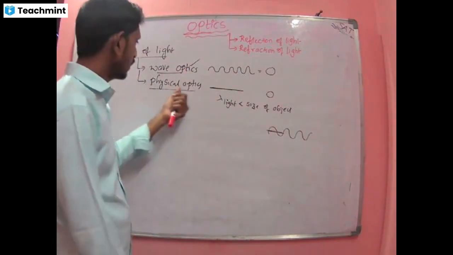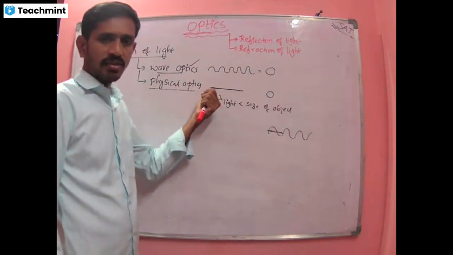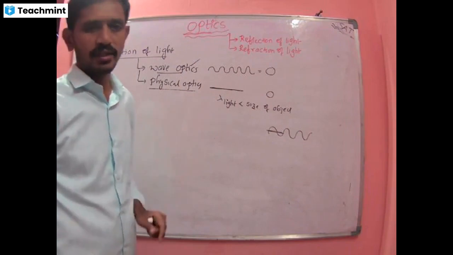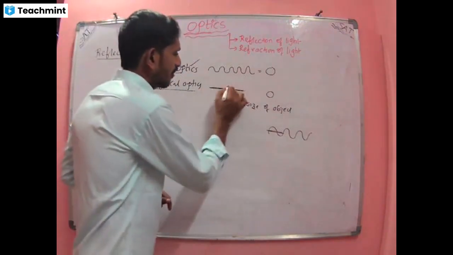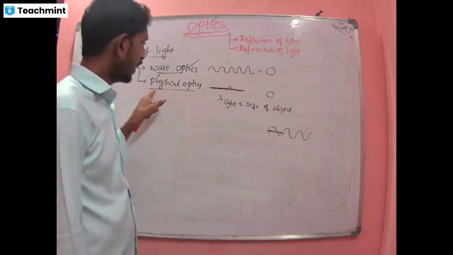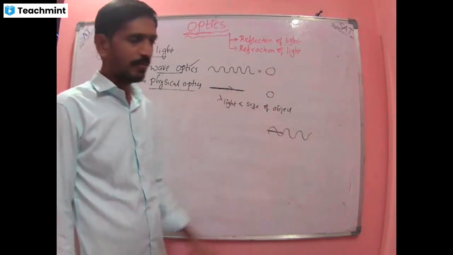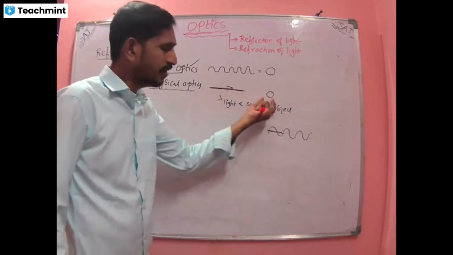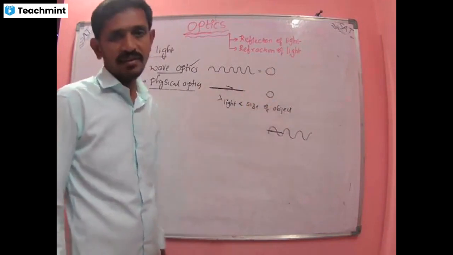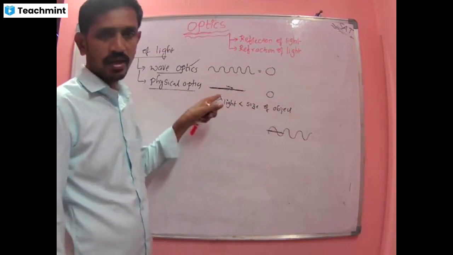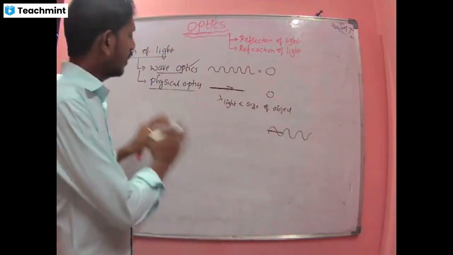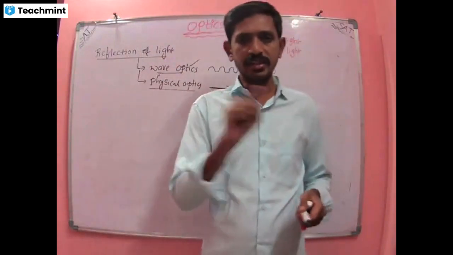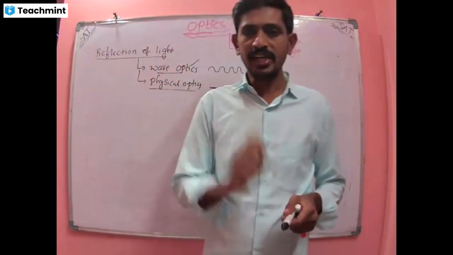In physical optics, we can consider that light always has a small wavelength, negligibly close to zero. Light is always in the form of a ray. That means the size of the object is greater than the wavelength of the light. We have to remember this, because in entire physical optics, light is always in ray form. A ray means a straight line. Light is traveling in a straight line.